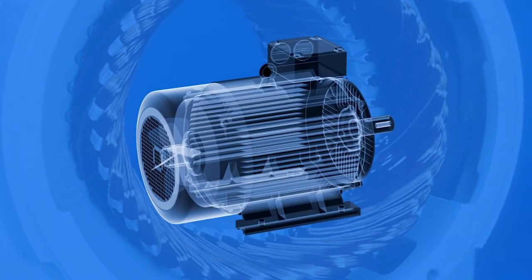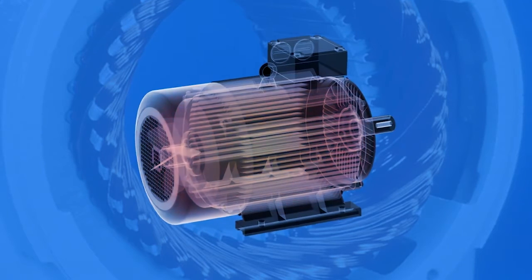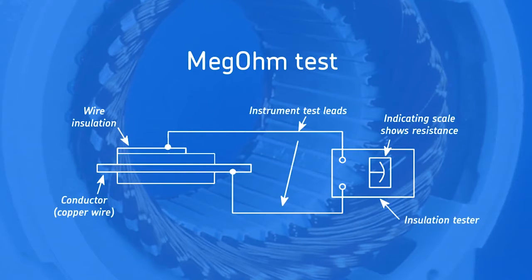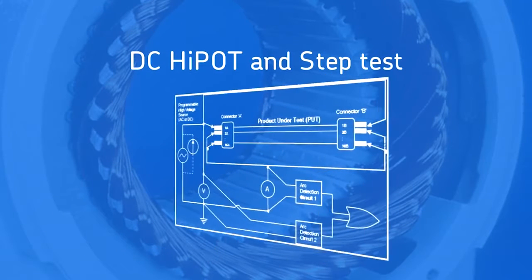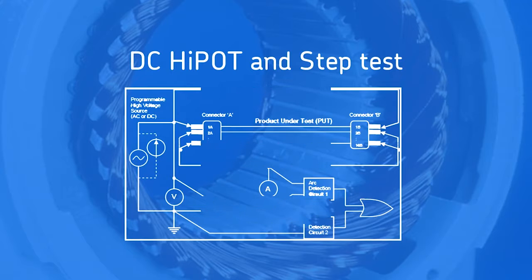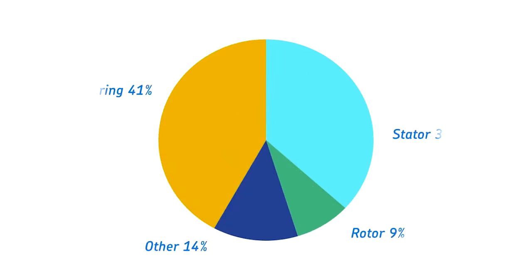Oftentimes, when a motor overheats or has a turn-to-turn failure, the excessive heat will cause a ground wall insulation failure also. Ground wall insulation strength is measured with the Megger test at low voltage, but this test misses many ground wall insulation failures. A better test is the DC high pot and step test, which measures insulation strength at higher voltages. Stator insulation faults are responsible for about 30 to 40% of motor failures.